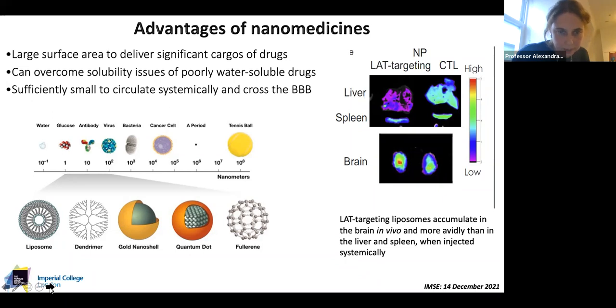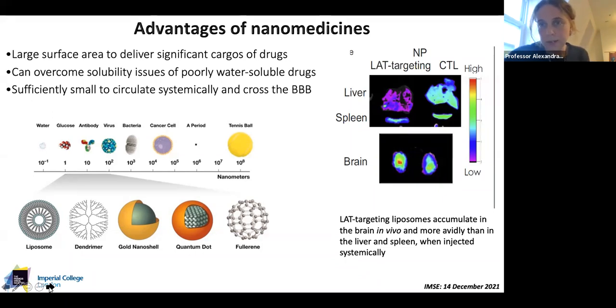So here you have an example of the different types of nanoparticles. They're about 100 nanometers or less in diameter, so they're small enough to be internalized by cells, in this case the brain endothelial cells, and possibly translocate across these cells into the brain. And there is evidence from in vivo animal studies that they can be used successfully.